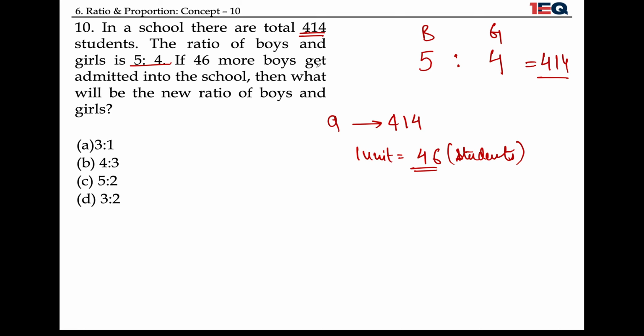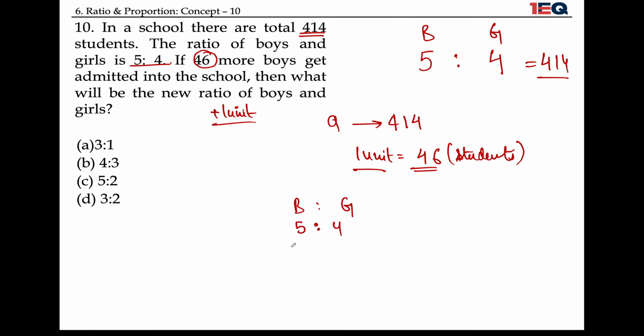If 46 more boys get admitted into the school, then what would be the new ratio of boys is to girls? See, I have the value of 1 unit as 46. When it says that 46 more boys are entering, then I can say that plus 1 unit of boys are entering. The current ratio of boys is to girls is equal to 5 is to 4.